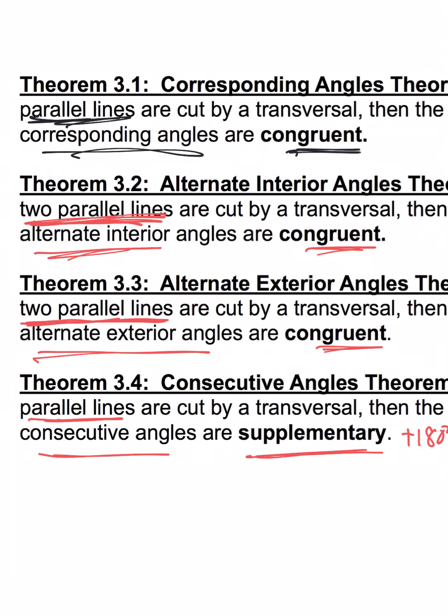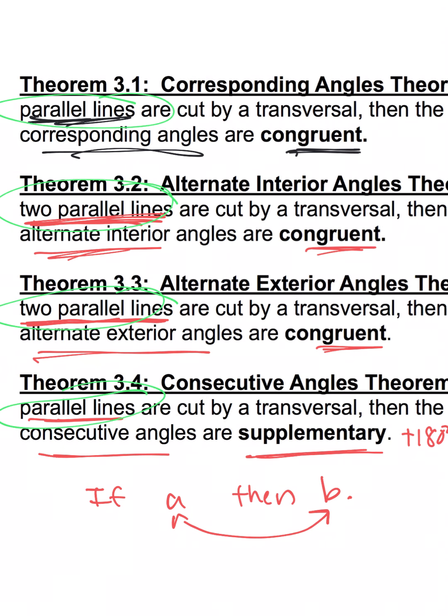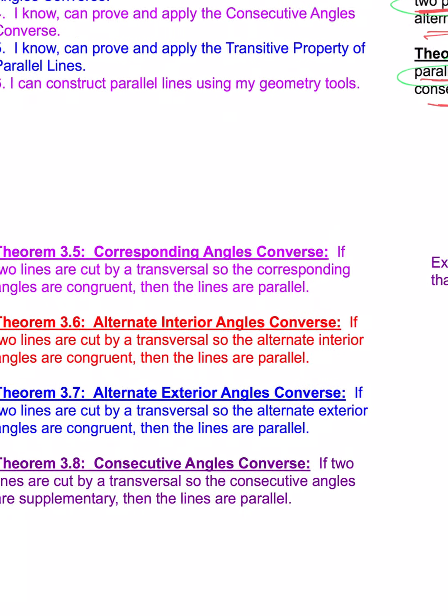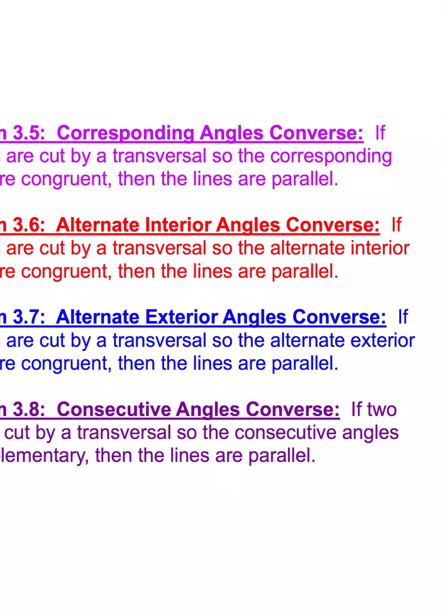Now, we have the converse of these. Remember converse? Remember how we talked about the shoes? It just takes your if and your then, your hypothesis and your conclusion, and it switches it. So instead of all of these starting with parallel lines following the if, now we're going to switch it. Instead of it starting with parallel, parallel is actually going to be in the conclusion. If you look at our converses here, now it's saying then the lines are parallel, over and over again.